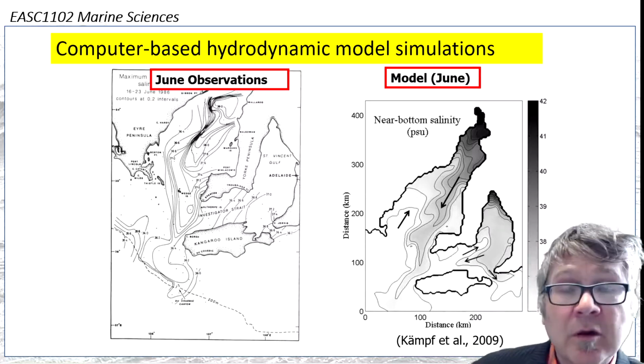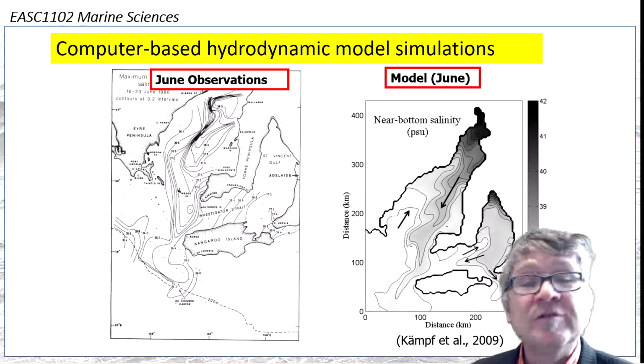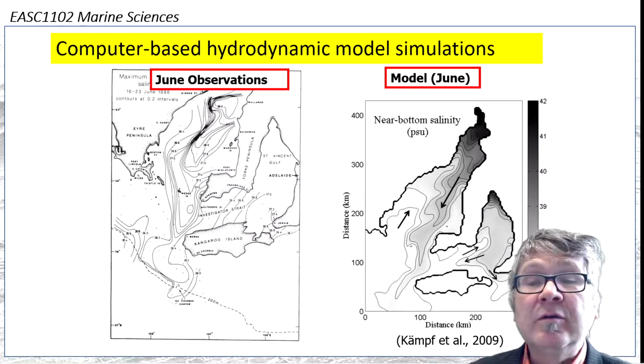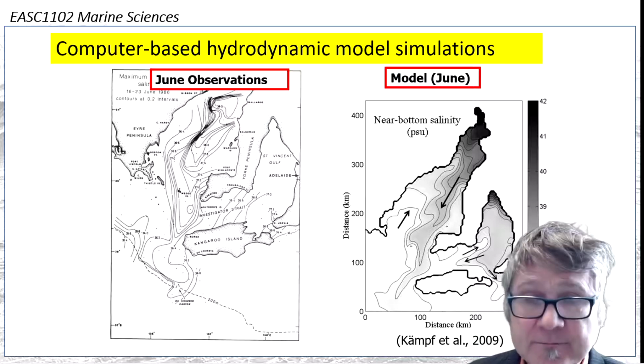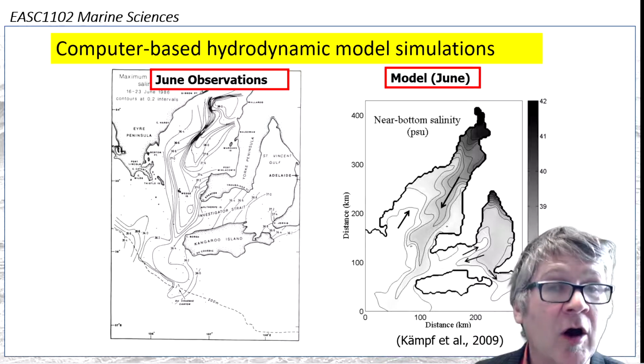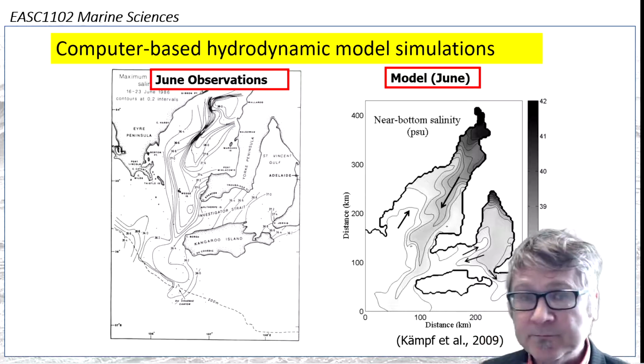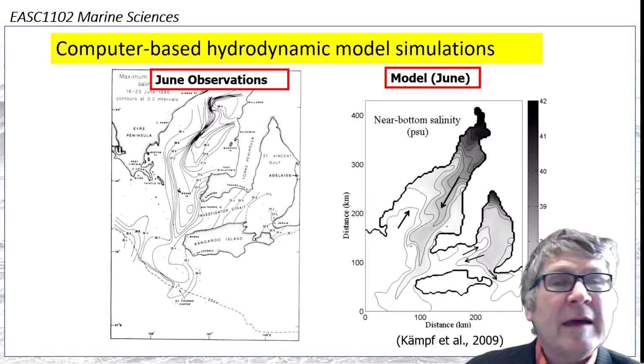We come back to the model later on because we will actually use the same model here to illustrate what we mean by flushing. Flushing of an inverse estuary. Okay, so now what happens in summer?